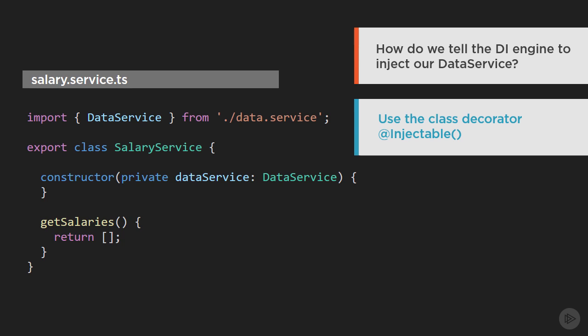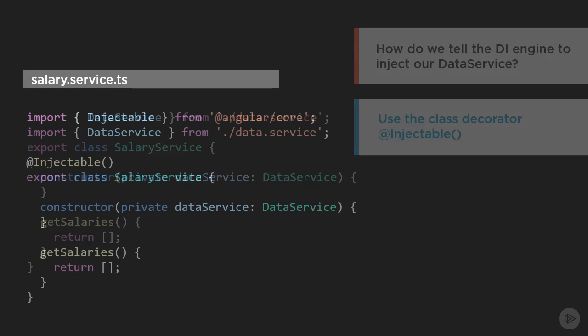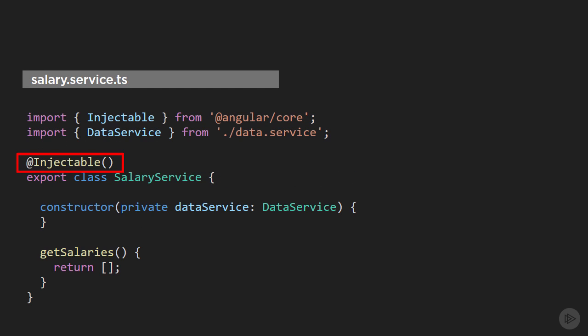We use the class decorator @Injectable. So here we can see the decorator before our class SalaryService. And this Injectable decorator tells Angular to take a look at the constructor and inject anything we might need. So this will give us our DataService in the constructor. So if you ever have the problem where dependency injection doesn't seem to be working, make sure your services are marked as @Injectable.